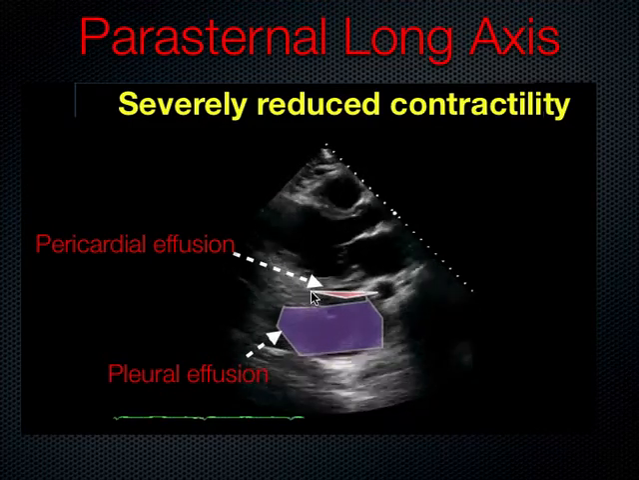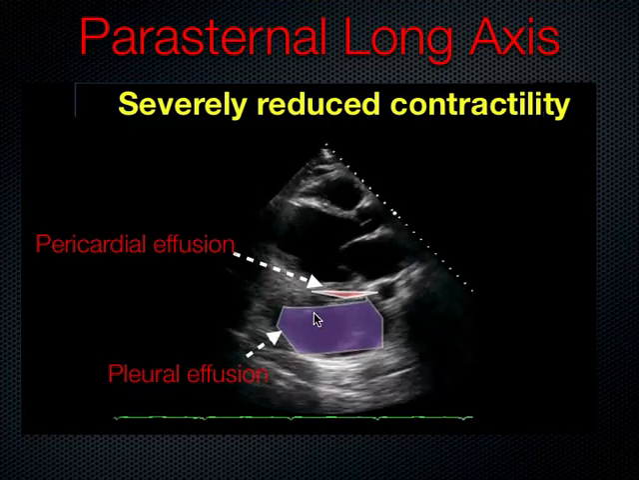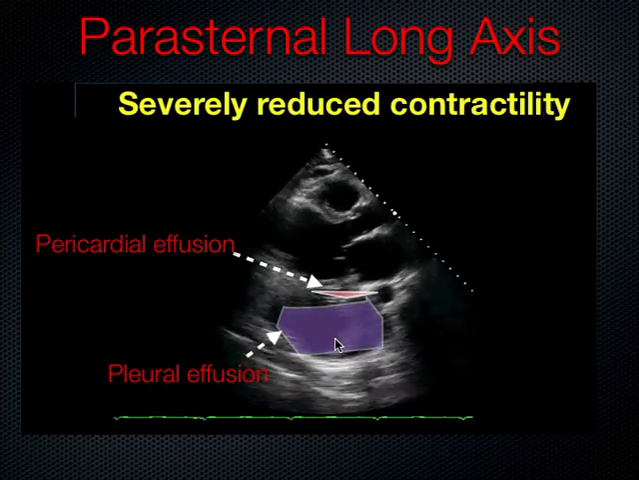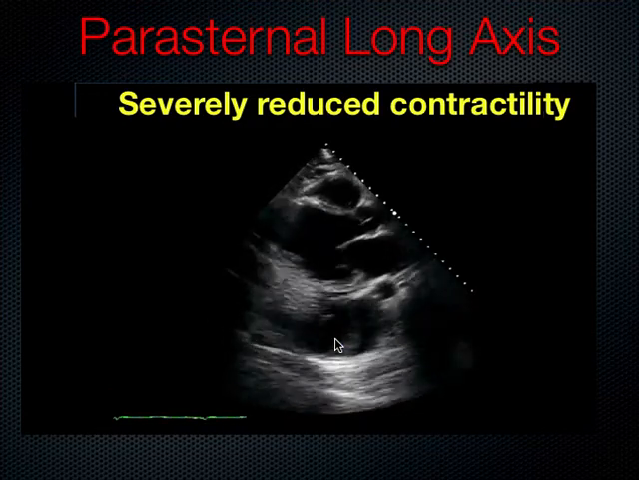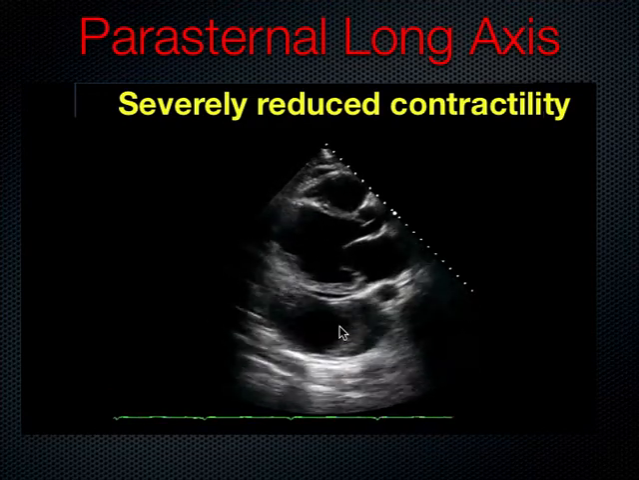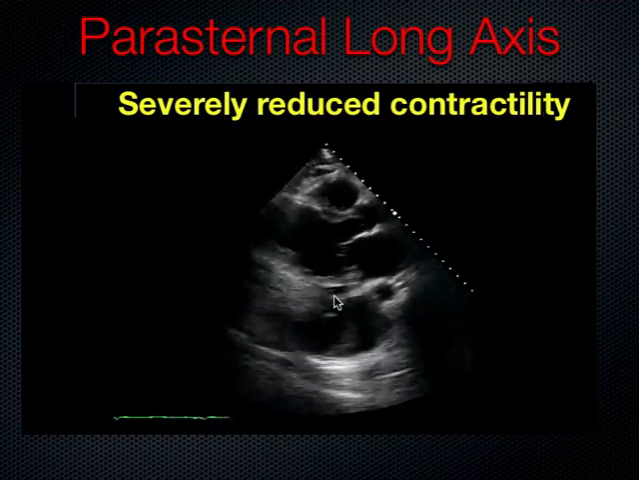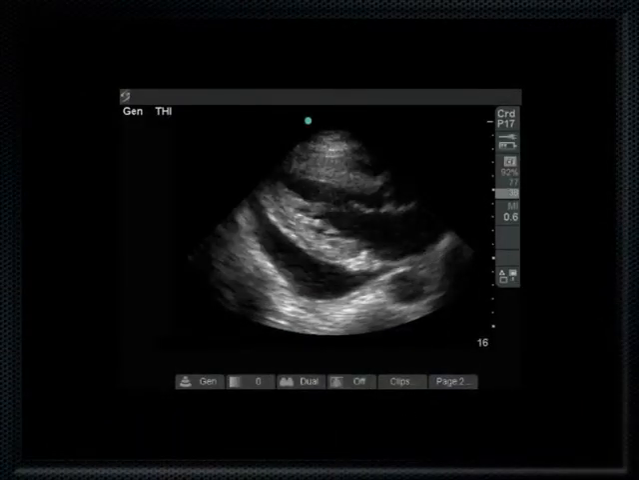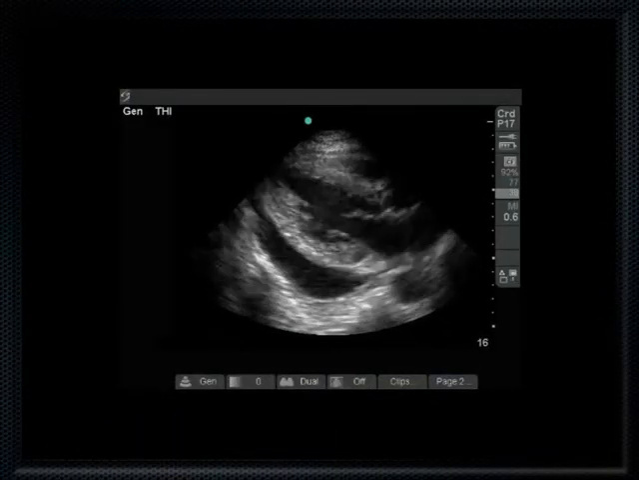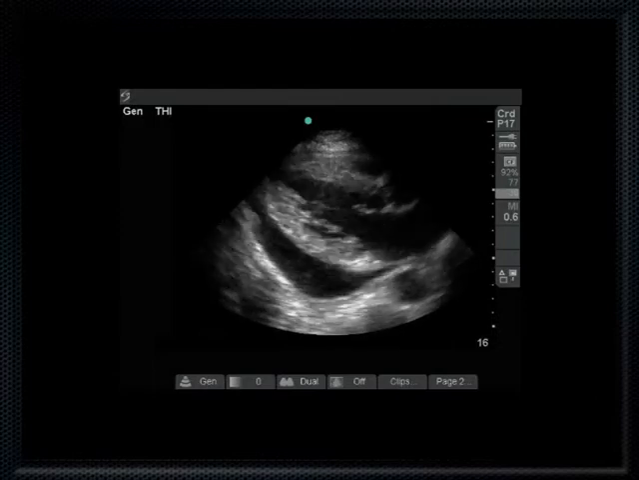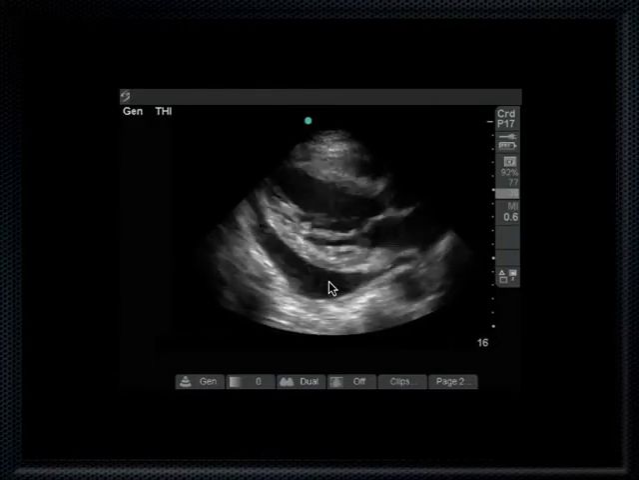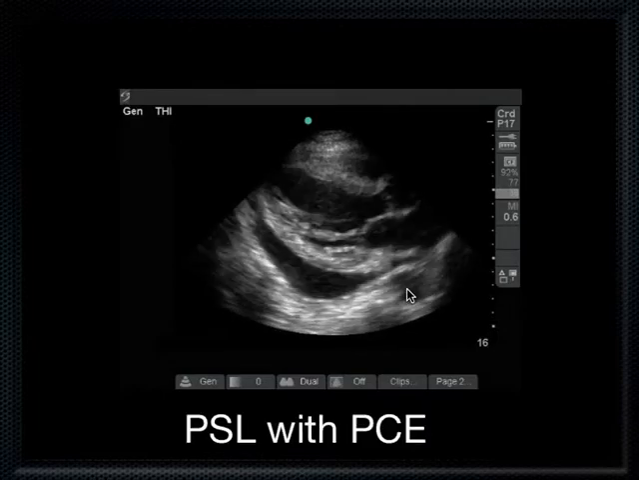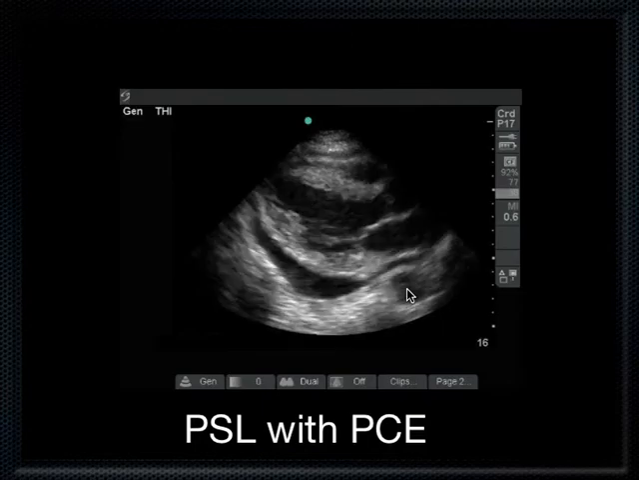Sometimes you'll be able to see fluid collections back here, and depending on how they layer out with reference to the descending aorta, they may be either pericardial or pleural. You see back here, this is that pleural effusion, and right there is that pericardial effusion. So what do you think here? Is this a pericardial or a pleural effusion? Good. Pericardial effusion, because the fluid layers itself anterior to the descending aorta. Excellent. So this is a parasternal long axis with a pericardial effusion.